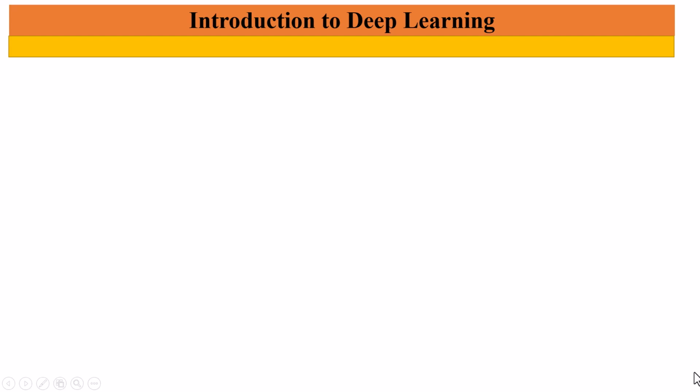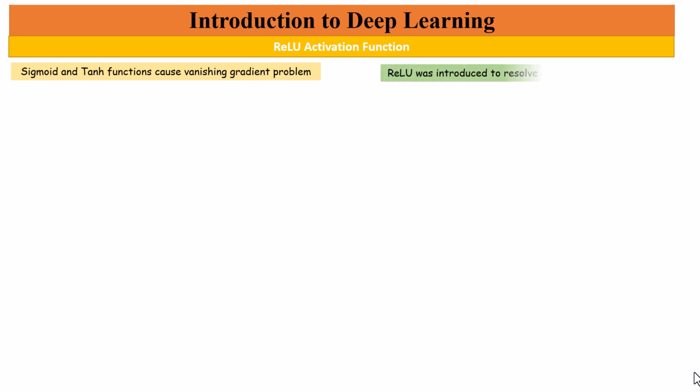Hello and welcome. In this video, we'll explore the ReLU activation function, what it looks like, how it works, and why it's so important in training deep neural networks. In video 15, we learned that earlier activation functions like sigmoid and tanh cause the vanishing gradient problem in deep networks, making training slow or even stopping it. So, to resolve the vanishing gradient problem, ReLU was introduced.